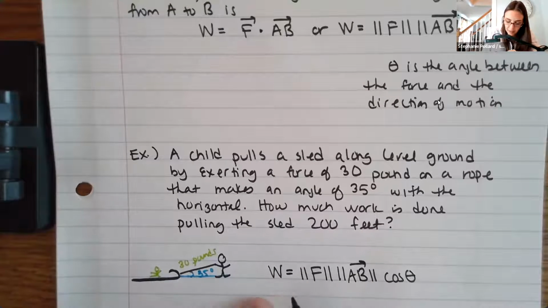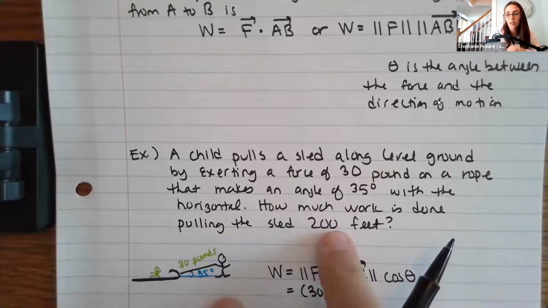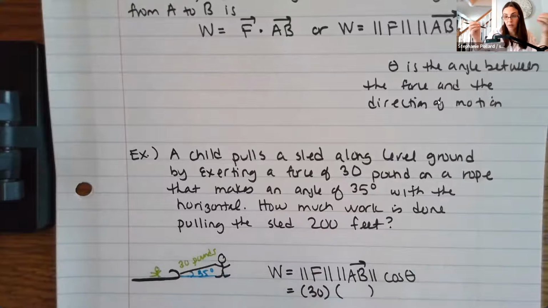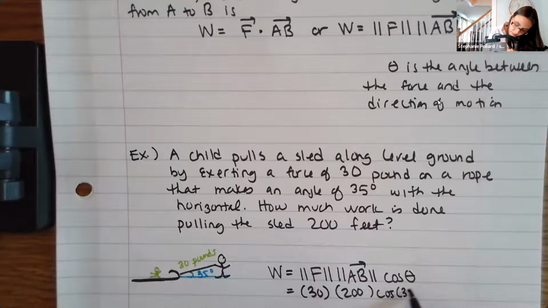So for the first one, the magnitude of the force is 30, right? Because the force is 30 pounds. Now, the second one is actually easier as well because you're pulling it 200 feet. So the length of that vector would be 200 feet. So that is the magnitude there as well. So 200. And then you're looking at cosine, and our angle is 35 degrees.